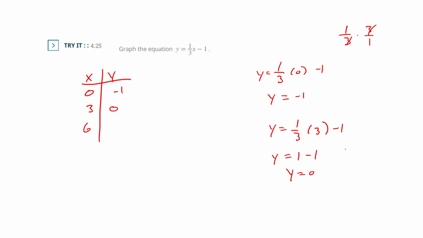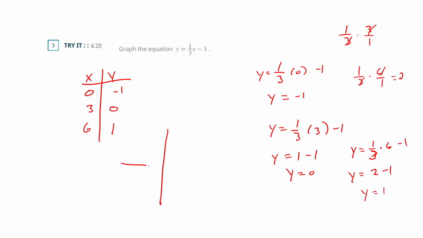And then I'm running out of space here, but let's put in 1/3 times 6. So 1/3 times 6 over 1 is going to get me a 2 over 1, or just 2. So I've got 2 minus 1, y is 1. Okay, so I've got my points, and we cleverly selected ones that would make the fraction easy to work with.